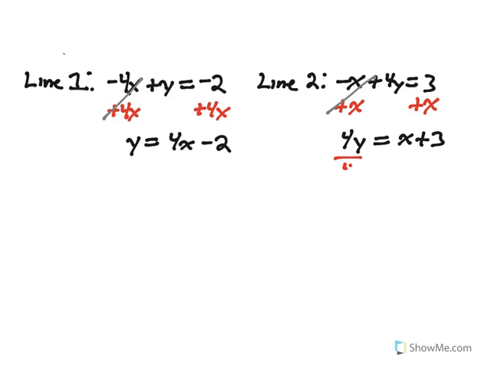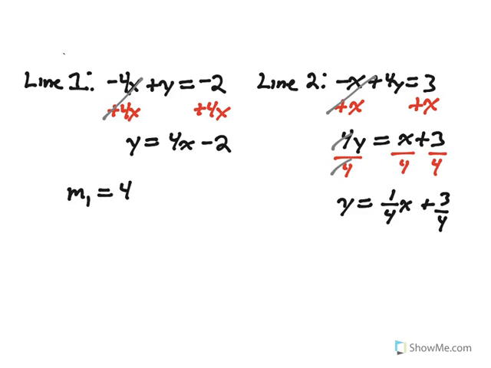Then you divide everything by 4, and then the 4's will cancel, and then you're just left with y equals, again, x over 4 is the same thing as saying 1/4 x plus 3 over 4. You can write the x on top. You can write x over 4 or 1 over 4 because the coefficient of x, there's an invisible 1 there. Okay, so you look at the slopes. You notice that m1 is 4, and then m2 down here is 1 over 4.